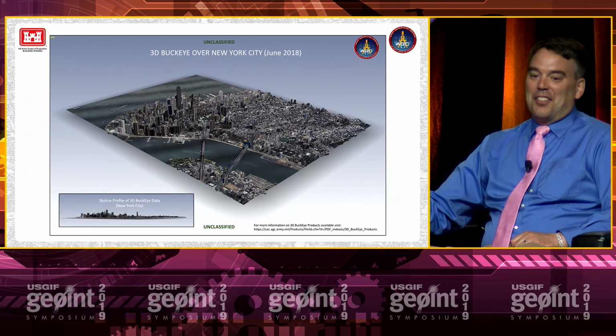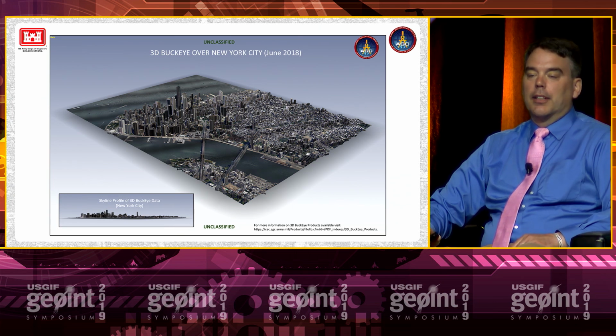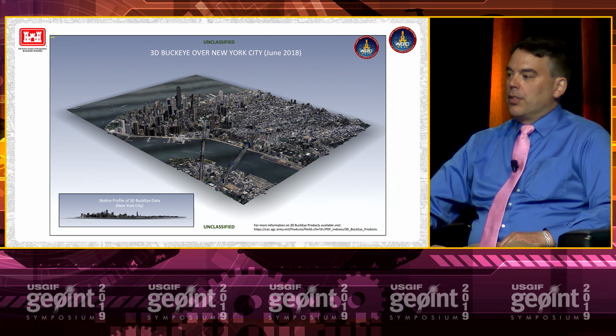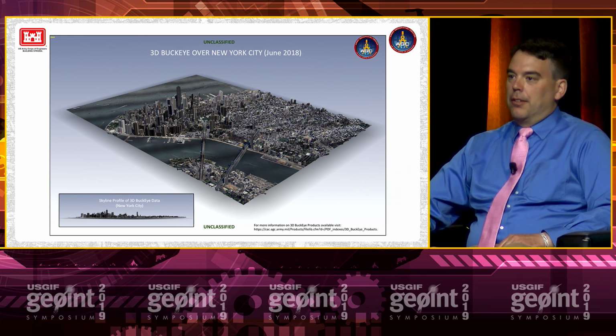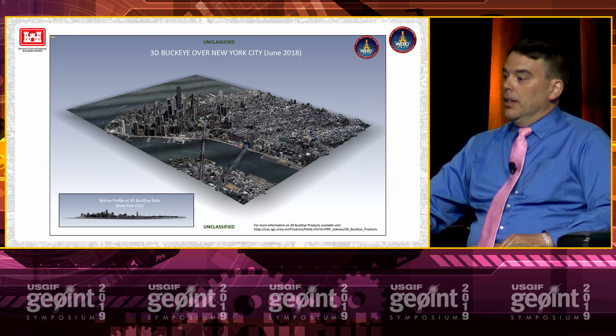Next slide. This is an example of a 3D Buckeye Collect. If you've heard of Buckeye, that's run out of our Warfighter Support Directorate. They have a 3D model of New York City that was collected last year. This is an example of some of the kinds of products that are available through the Army Geospatial Center and what will also be used in things like One World Terrain. And I'm going to talk a little bit about some of the challenges in using this data.